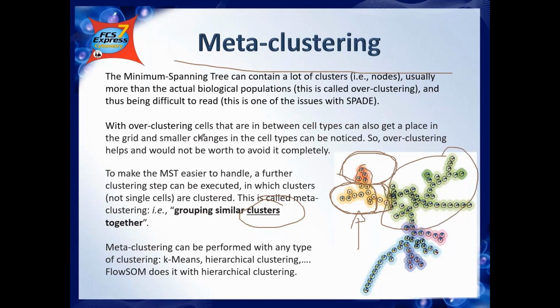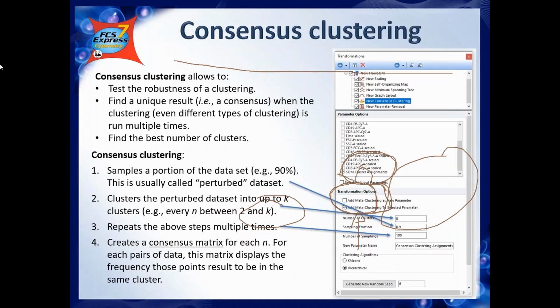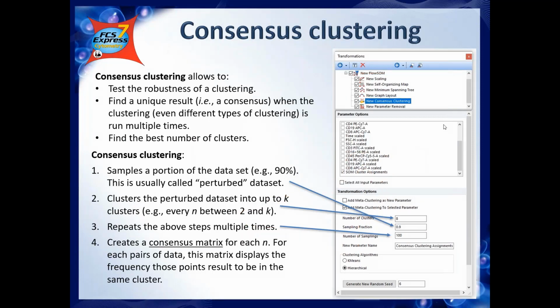the other yellow than to the green. So the consensus clustering can be done with every type of clustering. It's really super flexible. Okay, and FlowSOM does that with the hierarchical clustering. So this is the dialog. What consensus clustering is doing is really cool. It's sampling a fraction of your data.